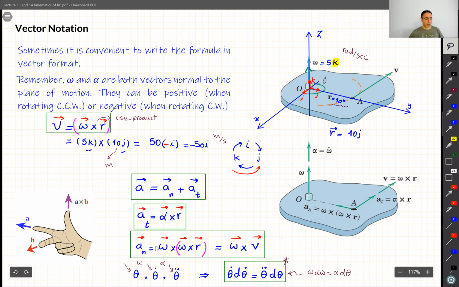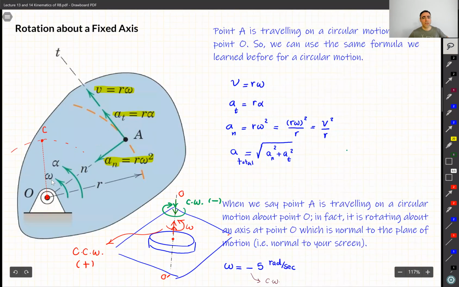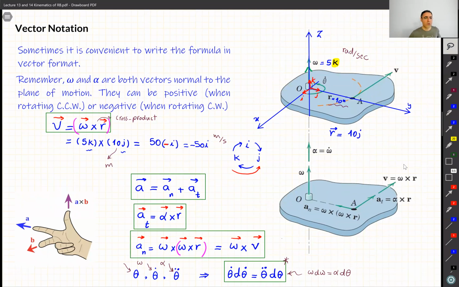Where does this come from? Well, if we move back one step to the original formula that we had, you see V is r omega, AT is r alpha, and AN is r omega squared. If we change them to vectors, which the proof might be in your textbook or might not be, but you don't need to know for this course at least. It's more for advanced courses in dynamics. Then they turn into this vector form.